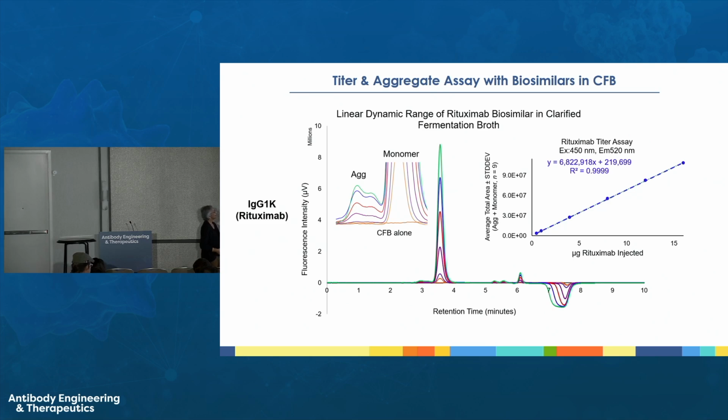This is an example where we did the titer and aggregate assay with biosimilars, with a Rituximab biosimilar, which is an IgG1 molecule. You can see that the assay even distinguishes between, this is actually the dimer peak, and this is telling you that there are two types, at least there's something different in the structure of the dimer itself. There are two types because it's able to see the difference between them. It's based on the hydrodynamic radius, and that's the reason you see it.